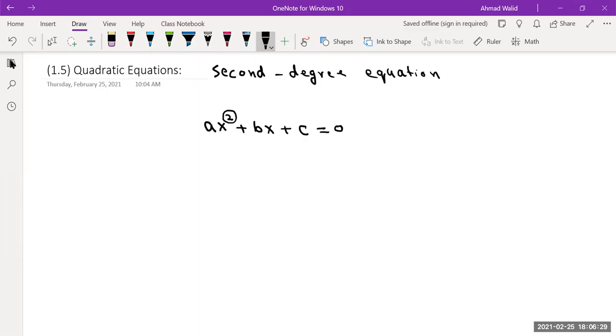In this general form that I'm writing for you, ax squared plus bx plus c, a, b, and c are numbers. Only x is your variable, correct? A, B, C are numbers, only x is your variable. And you have to remember that A cannot be 0.